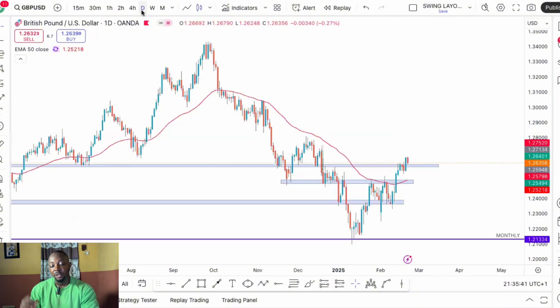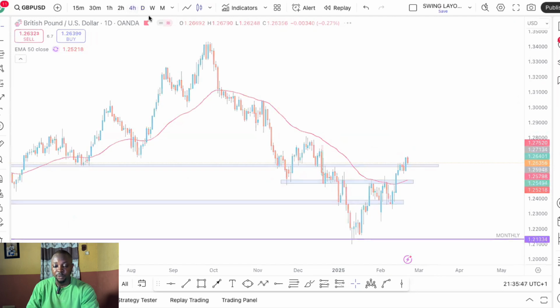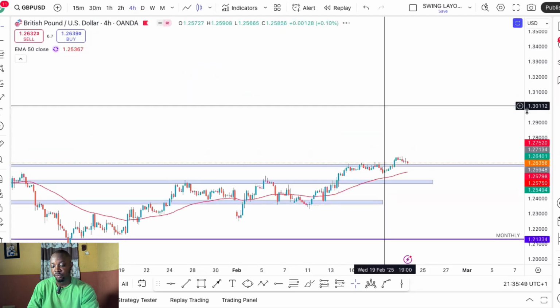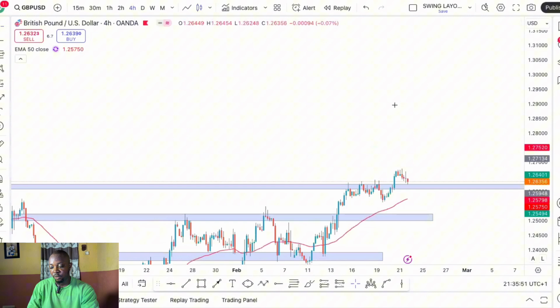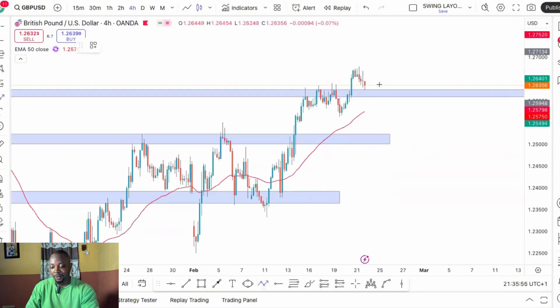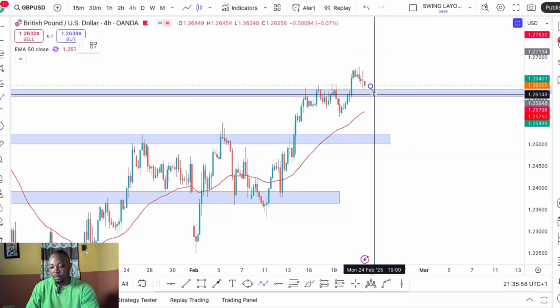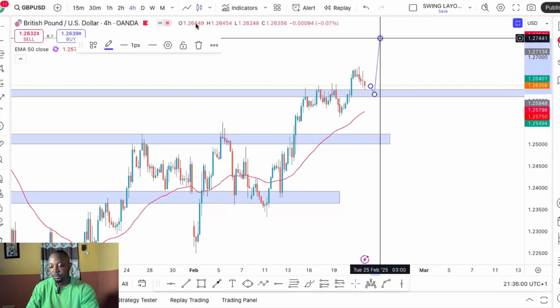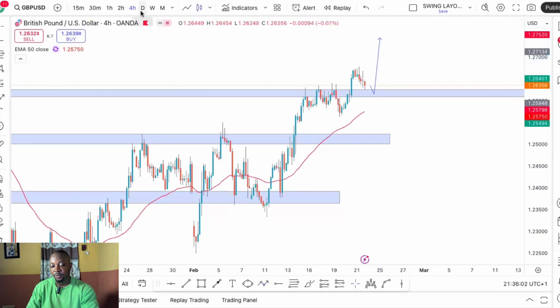I prefer NZD USD and Euro USD, which I'm already in. The GBP USD, I think this is similar to AUD USD. Yeah, but this is a little bit cleaner. Waiting for a reaction off of this level and look for buys to the upside.